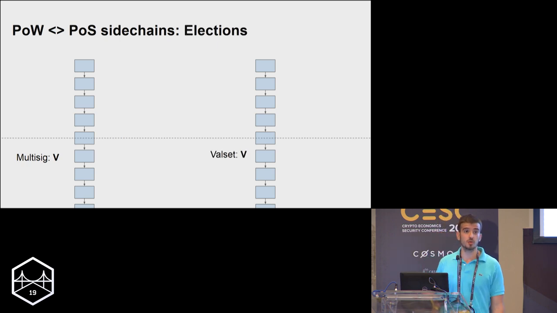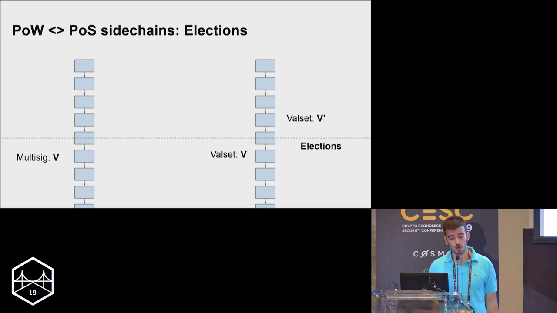And there is also a concept of elections in proof-of-stake sidechains, usually such as Tendermint and whatnot, as chains which are built using Tendermint. So you have elections. So every certain amount of blocks, the validator set changes. So once the election happens, indeed, the validator set on the proof-of-stake sidechain changes. But notice that now I have put my money in a multisig owned by V, and now the multisig actually should be V prime. So what's happening? Can they steal my money?